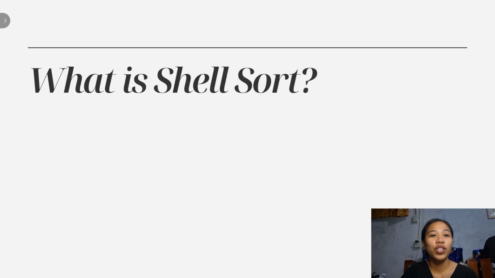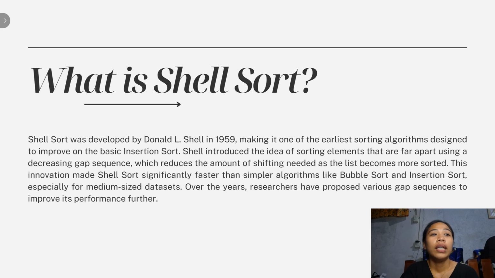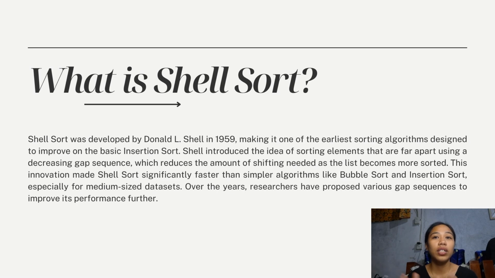So what exactly is shell sort? Shell sort was developed by Donald L. Shell in 1955 and it's one of the earliest sorting algorithms designed to fix the inefficiencies of basic insertion sort. Shell's key innovation was using a decreasing sequence of gaps. Instead of comparing adjacent items, it starts by sorting elements that are far apart.